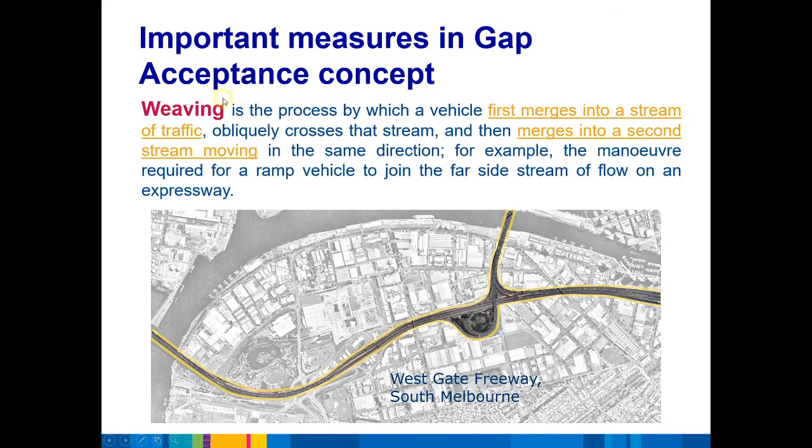Now, weaving is another concept that we'll discuss. It's the third of these 3 important concepts, and there are important things to note about weaving. So weaving is the process by which a vehicle first merges into a stream, and then they have to cross that traffic stream to merge into a second traffic stream. So I've highlighted an area here, the Westgate Freeway in South Melbourne. If you've come over the Westgate Bridge, for anyone who's done this part of the drive, you'll know you then come into a section of road where there's lots of ramps depositing traffic on the left and the right of you.